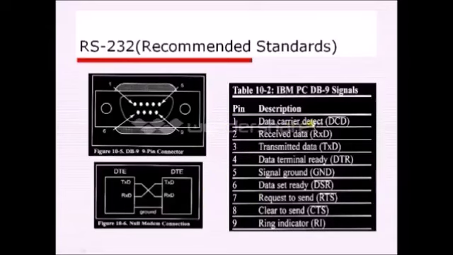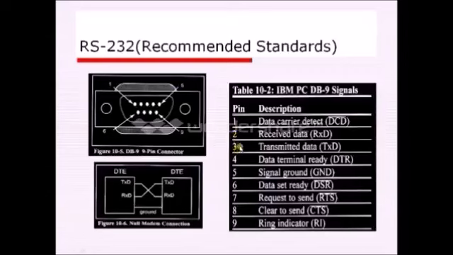Okay, data carrier detect, receive data, transmitted data, data terminal ready, signal ground, data set ready, request to send, clear to send, and ring indicator. Now out of these 9 signals or 9 pins, in asynchronous serial communication we would be using only 3 pins.